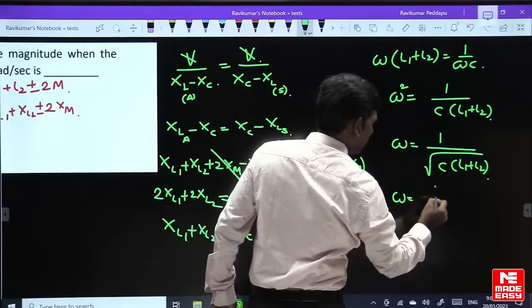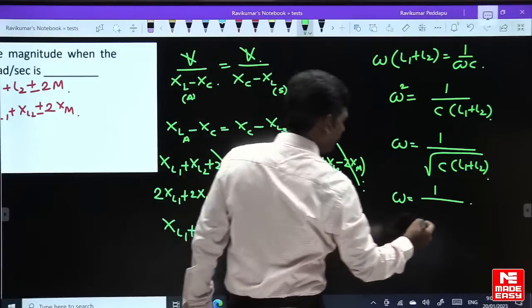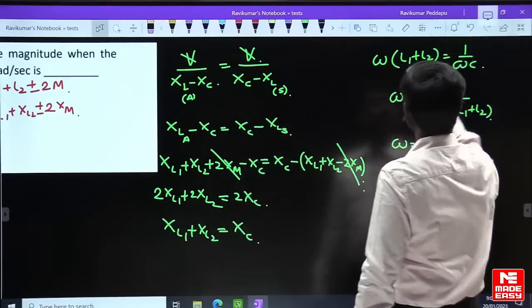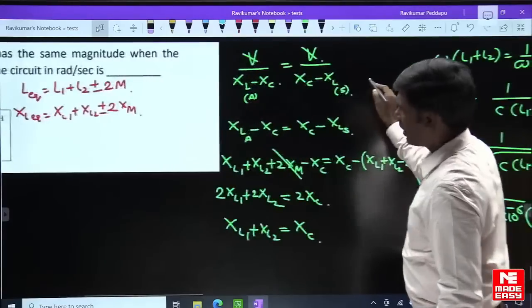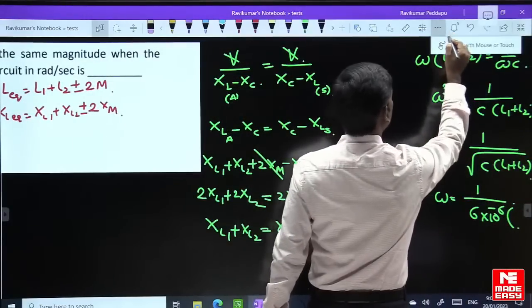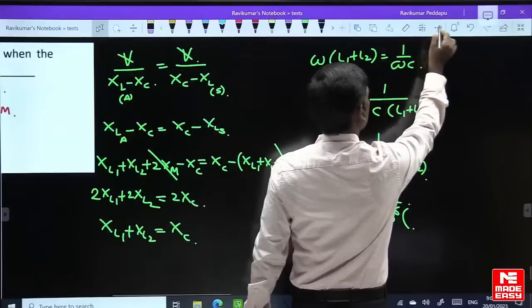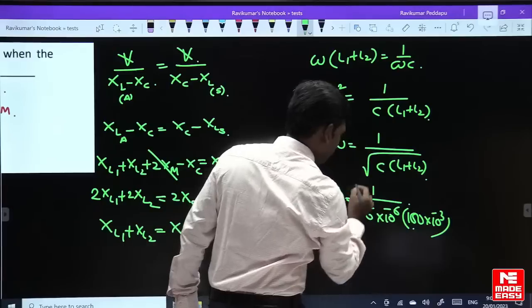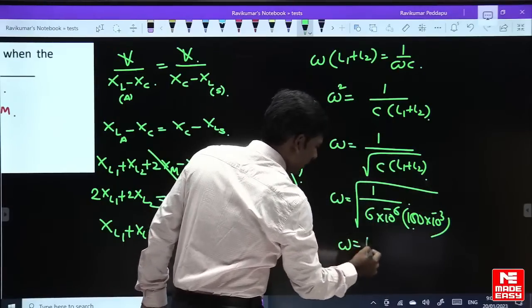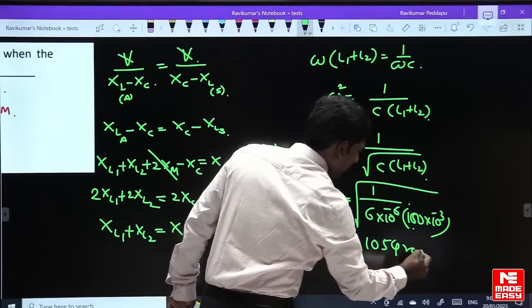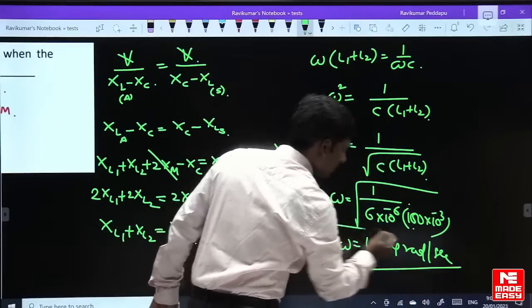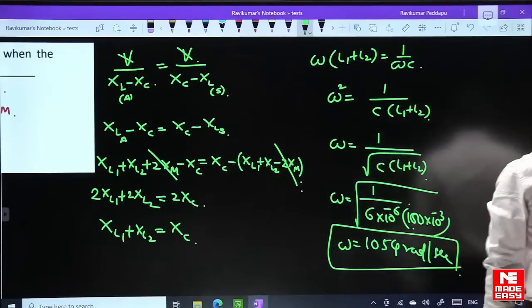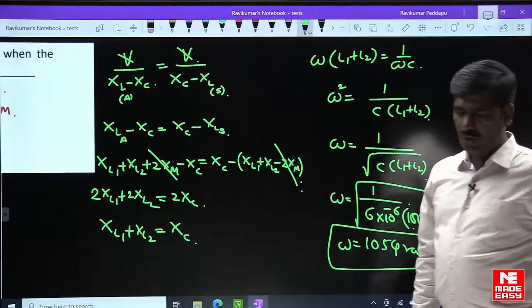Substitute these values. C value is 6 microfarad and L1 plus L2 values are 30 and 120, that's 150 milli. Root. So we get, I think, 1054 radians per second. This is the answer. Very good, 1054.09. Okay, only Basu gave an answer. Only Basu.